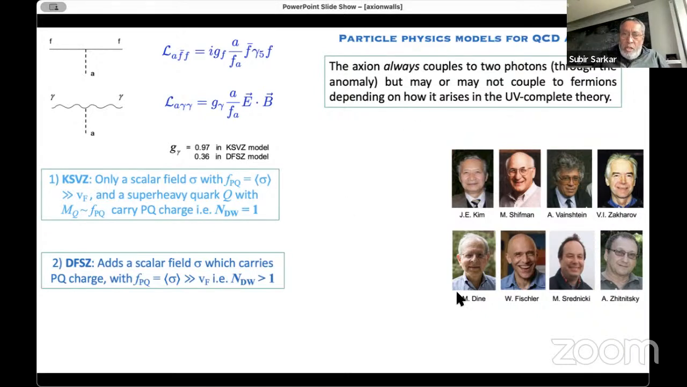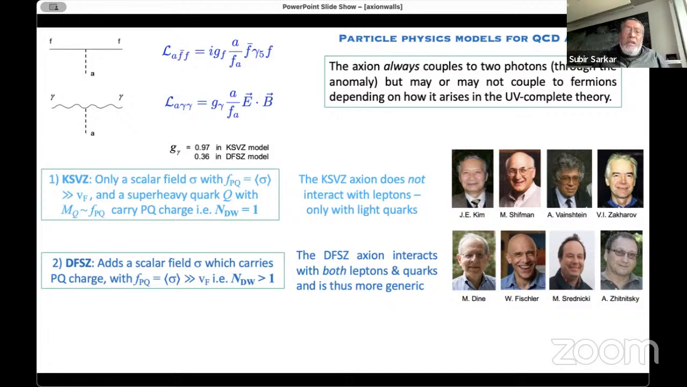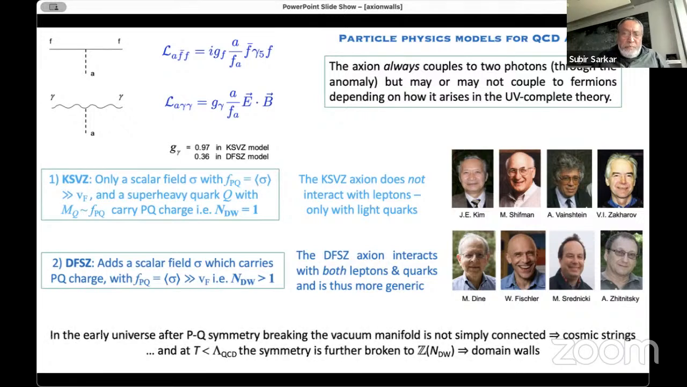So these three authors wrote the first paper, and Zhitnitsky wrote it separately, but they appeared in the same issue of Physics Letters. And here you have a scalar field which carries Peccei-Quinn charge. So any fermion that couples to it picks it up. And the number of quarks that are charged under this Peccei-Quinn charge, we call N_DW, for a reason that will become clear. That's what actually determines if you're going to form domain walls or not. Now, this KSVZ axion doesn't interact with leptons, only with quarks, whereas the DFSZ axion interacts with both leptons and quarks, and in that sense is more generic.